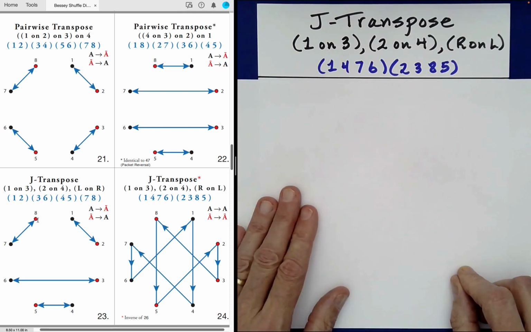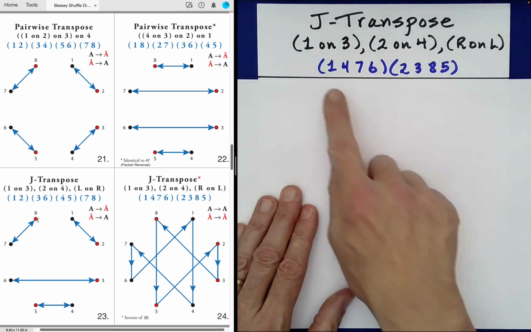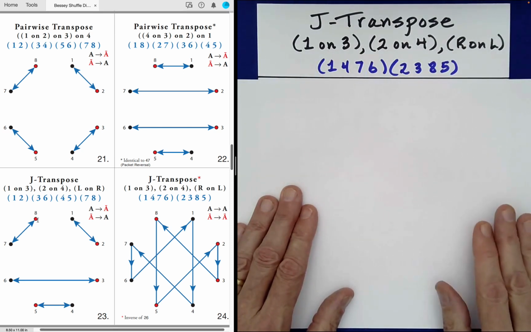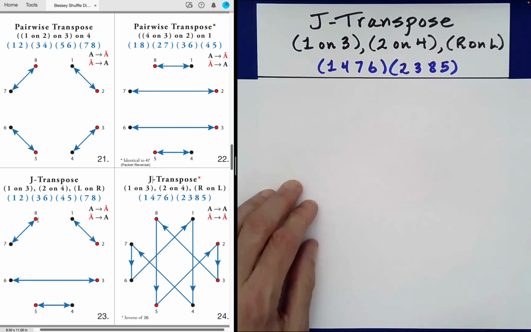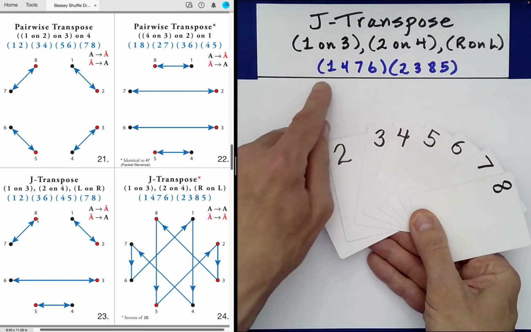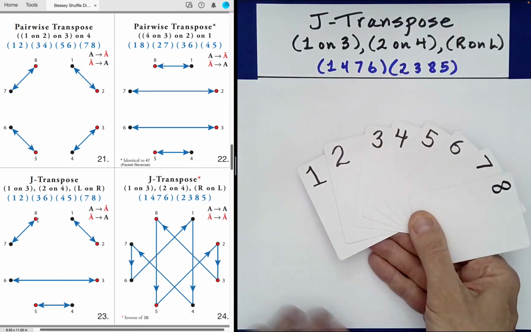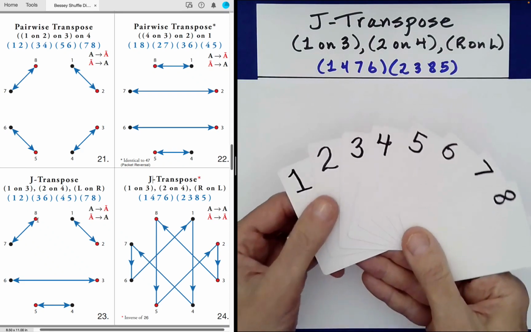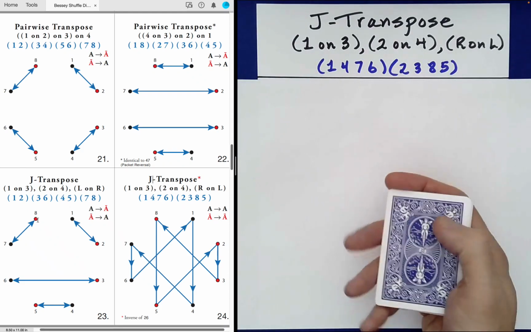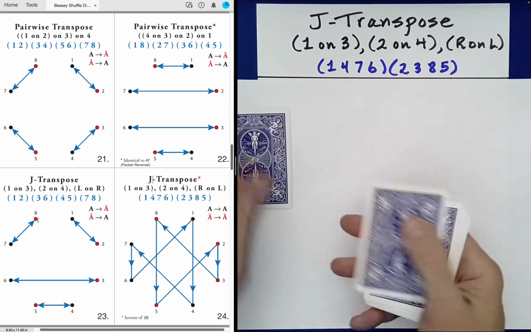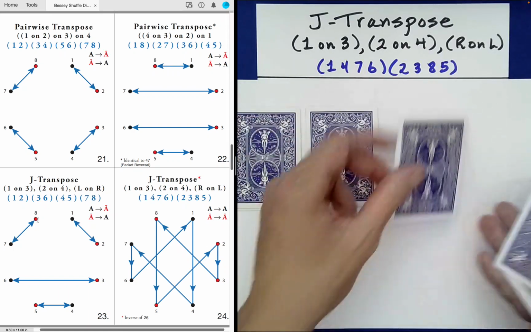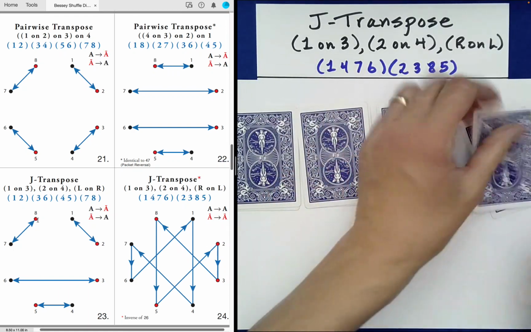This one has order 4. So you would have to perform this shuffle 4 times to reset the packet to its original order. Okay, so let's go ahead and prove that this is the cycle notation for this permutation. So we'll begin with our ordered packet and we'll perform our shuffle. So the transpose always begins with dealing 1, 2, 1, 2, 1, 2, 1, 2.